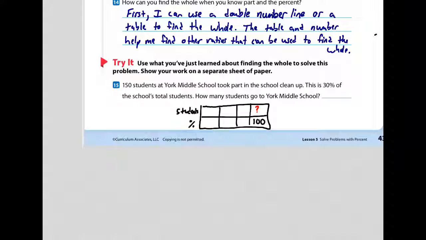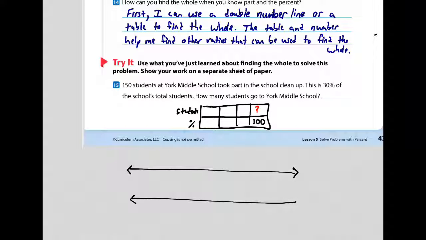Now, if you want to do a double number line, they might take a little bit longer to do, but they're not that bad. So I'm going to do 2 number lines. And the bottom is going to be the percent again, and the top is going to be the students again. Now remember, the percent, 100%, is what we need to figure out as students. So I'm going to put a red question mark there.